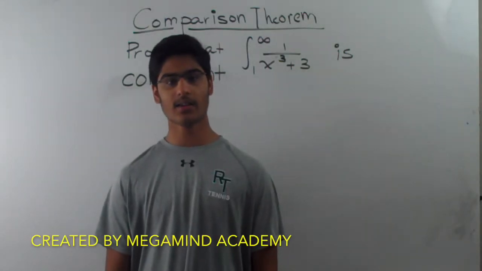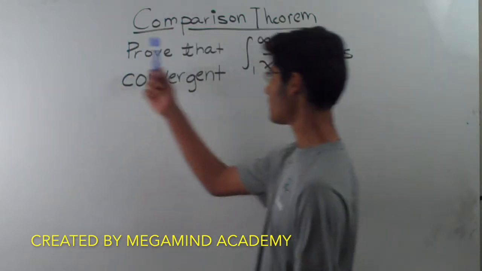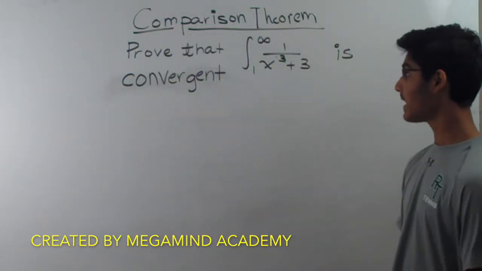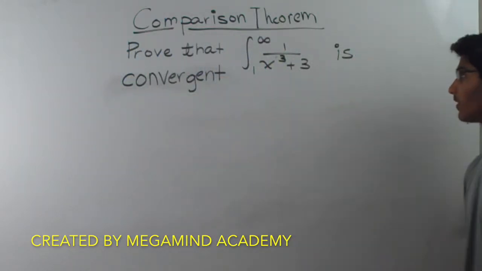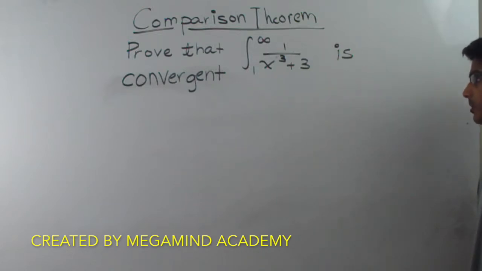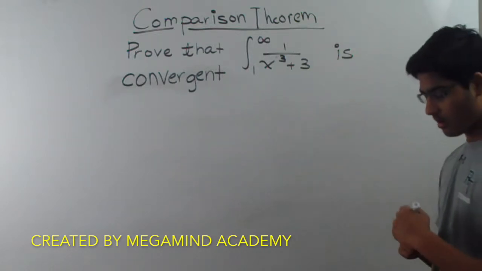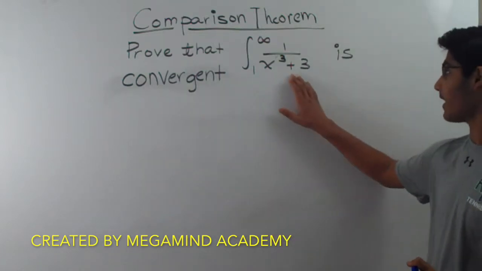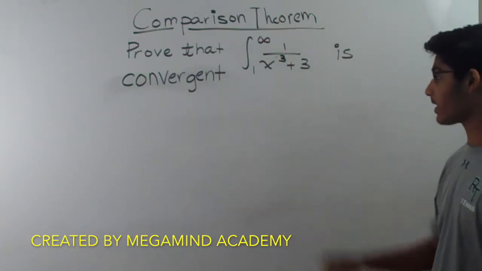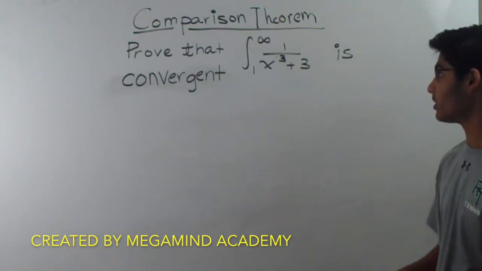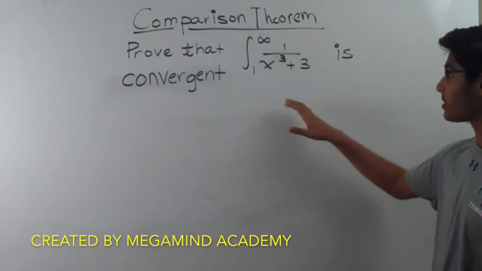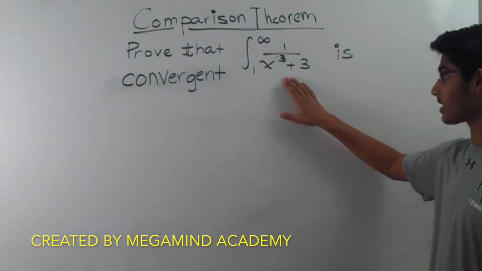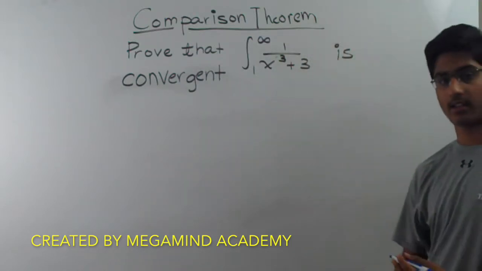Hi! Today we're going to learn about the comparison theorem in calculus. Let's say we have to prove that the integral from 1 to infinity of 1 over x cubed plus 3 is convergent. So how do we do this? Well, there are two ways. First, we could try and solve this integral to see whether it is convergent or divergent. And the second way to figure out whether this is convergent is to use something called the comparison theorem.